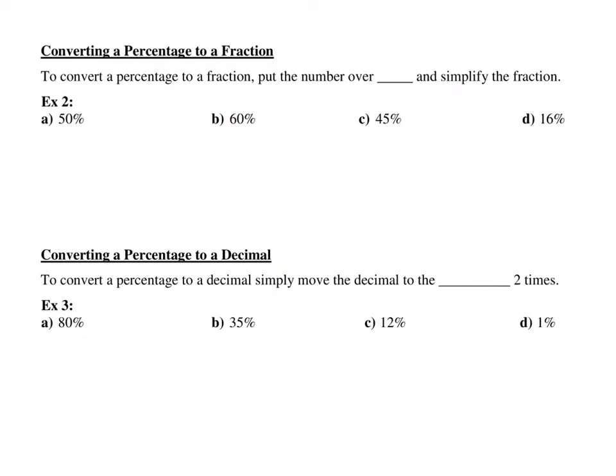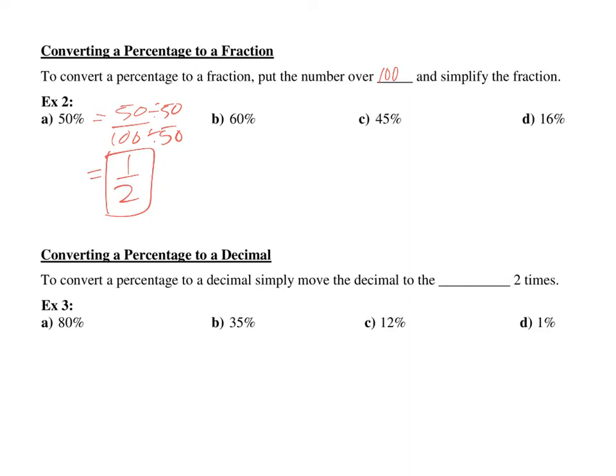All right, going from a percentage to a fraction. To convert a percentage to a fraction, put the number over 100 and simplify the fraction. So let's rewrite 50% as 50 over 100. And then simplifying this, 50 goes into both. I get 1 over 2.